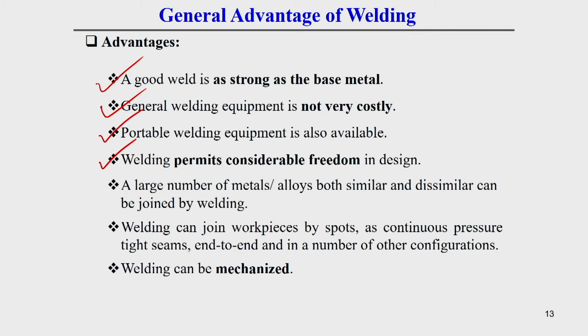A large number of metals and alloys, both similar and dissimilar, can be joined by the welding process. Welding can join workpieces by spot, as continuous pressure-tight, end to end, and in a number of other configurations also. And finally, welding can be mechanized, that means we can do welding automatically.